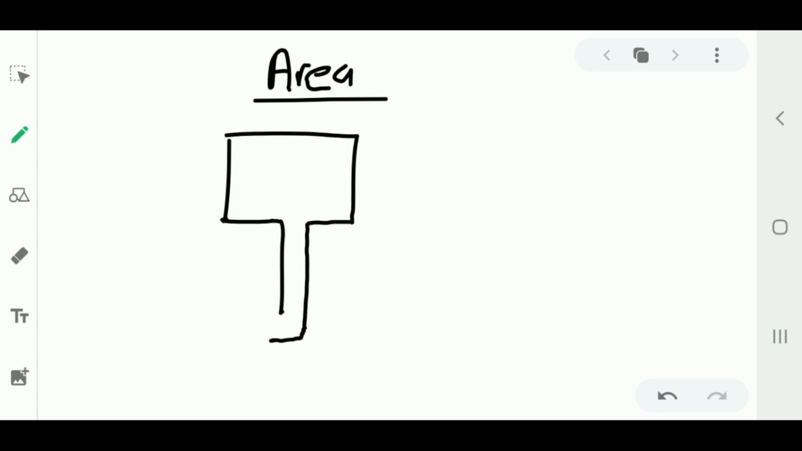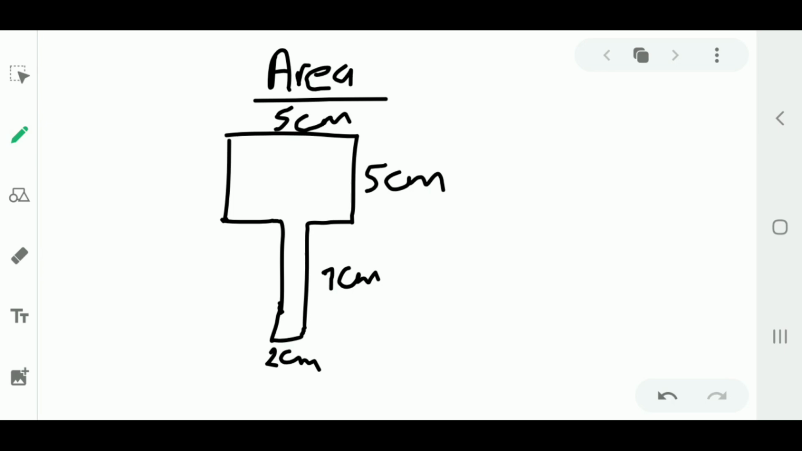Hey guys, welcome back, and today we'll be continuing area, but we'll be doing more complex figures. So let's say we had this here. Right? And here is 2 centimeters. Here is 7 centimeters. This is 5 centimeters, and this is also 5 centimeters.